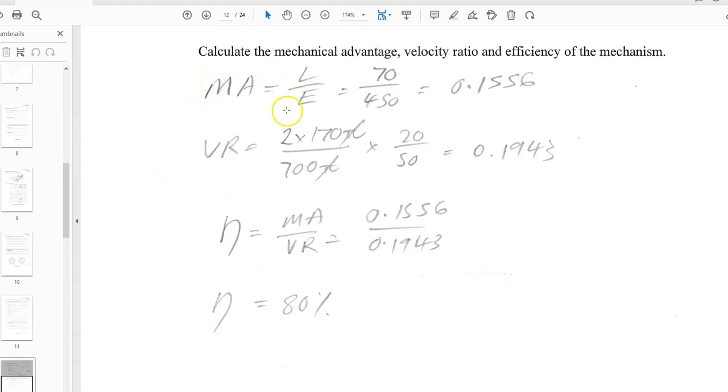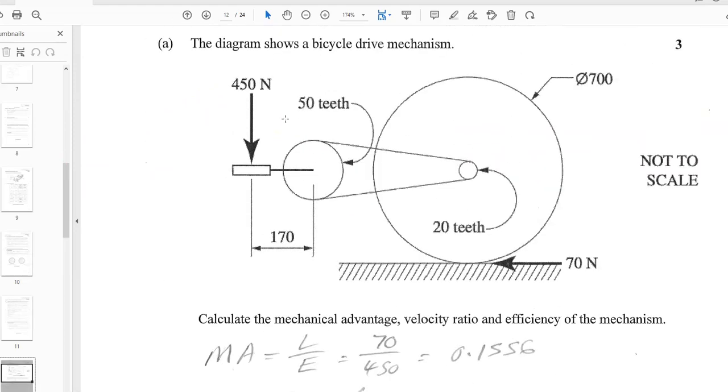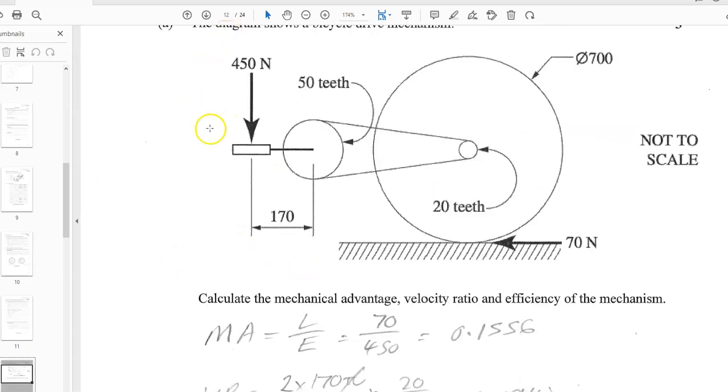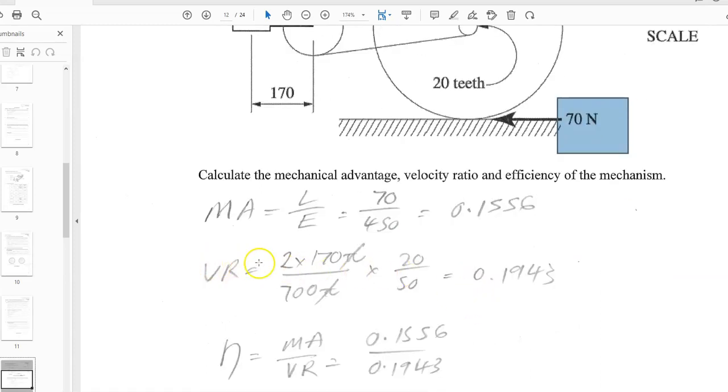Calculate the mechanical advantage and velocity ratio of the mechanism. I just did this with my Year 11s. Mechanical advantage is load over effort. The effort is always the pedal, the engine or the human. So the effort going in is 450. The load is 70. So I take load over effort, 70 over 450, which gives me about 1/6. And then I have the velocity ratio.